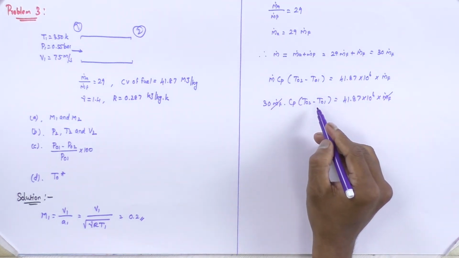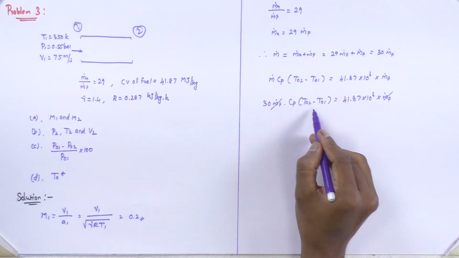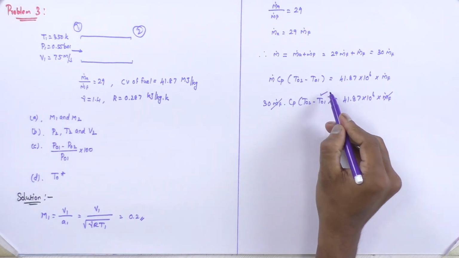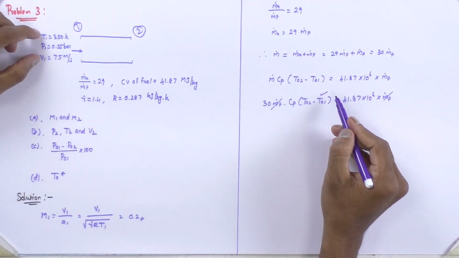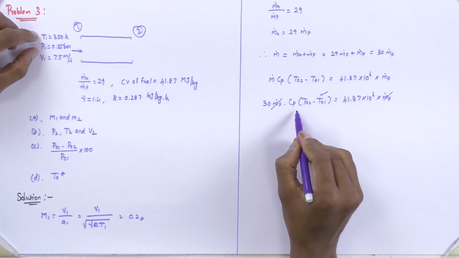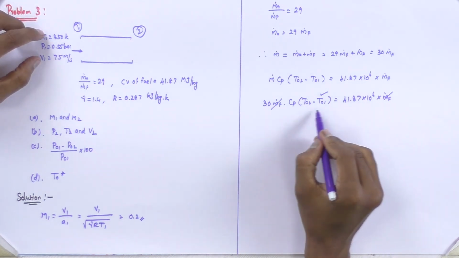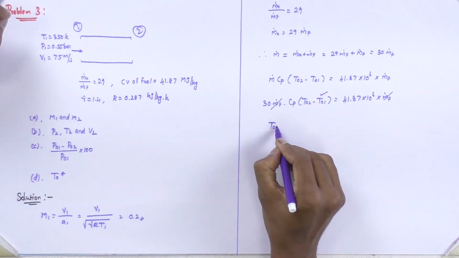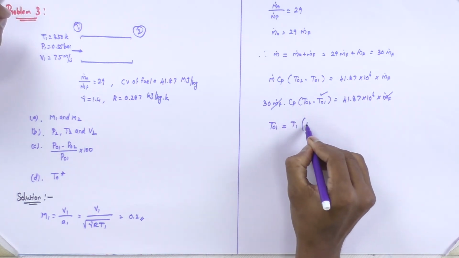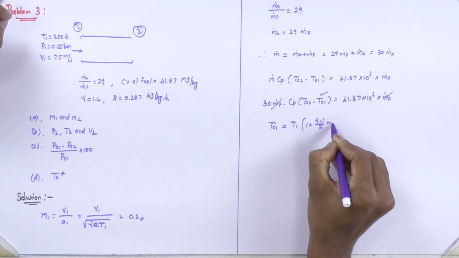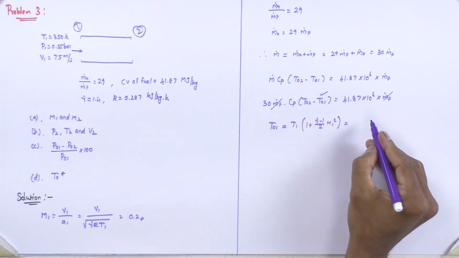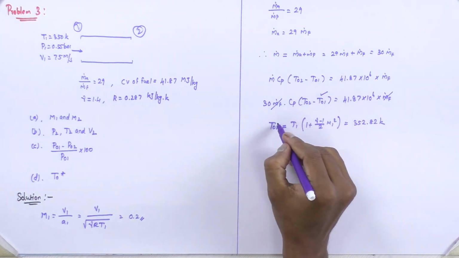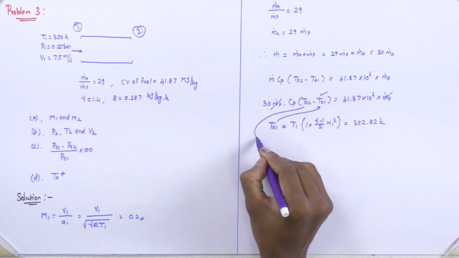Here we can calculate the T01 value. From the stagnation isentropic relation we can calculate T01. So the only unknown is T02, and from this relation we can calculate T02. Now let us calculate T01 first. This is equal to T1 into (1 plus gamma minus 1 by 2 M1 square). After the calculation we will get this value as 352.82 Kelvin.